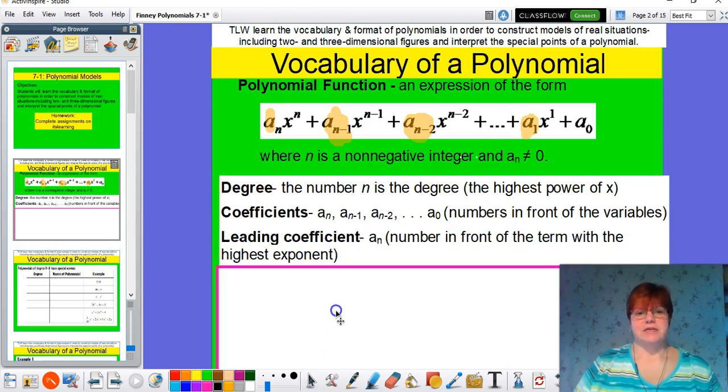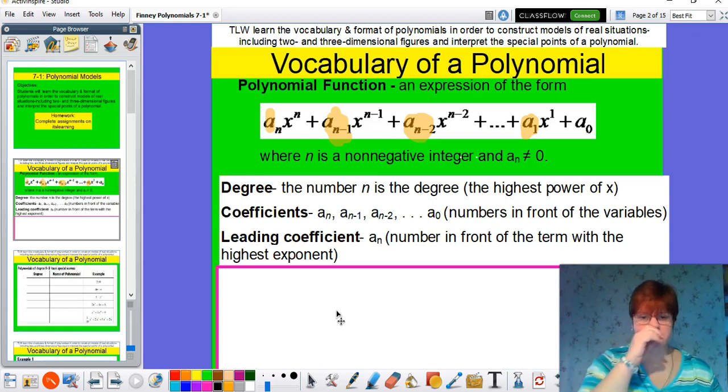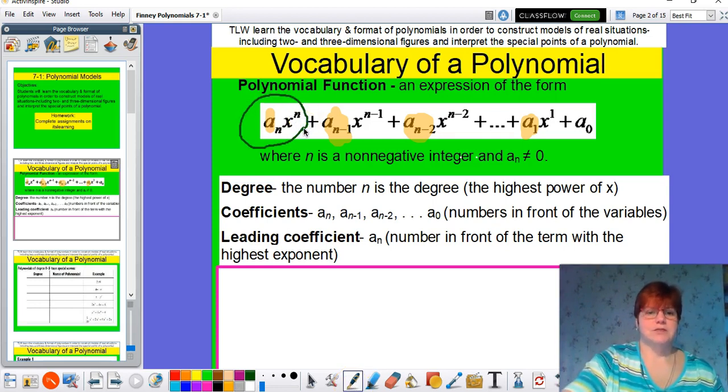Leading coefficient. The leading coefficient is the number in front of the term that has the highest exponent. It is not necessarily the first one. So what you have to do is look at which one has the highest exponent, and then decide, okay, that's my leading coefficient. So in this instance, here's my highest exponent. So that means that this would be my leading coefficient. I guess that's not a really good color since it blends right in with the background. So my leading coefficient there would be a sub n.